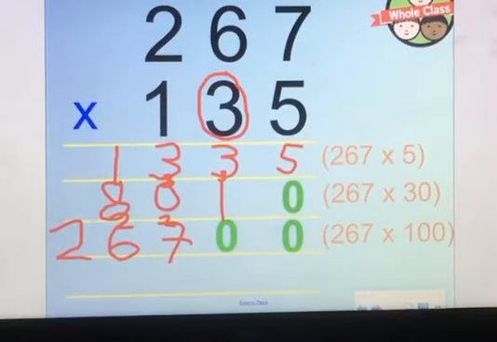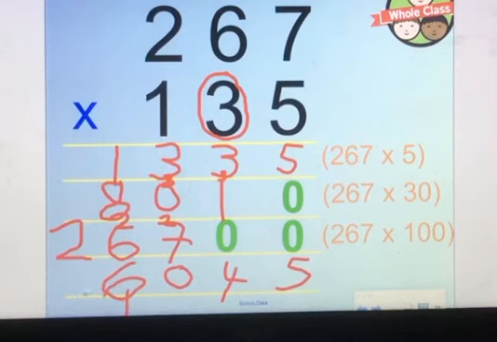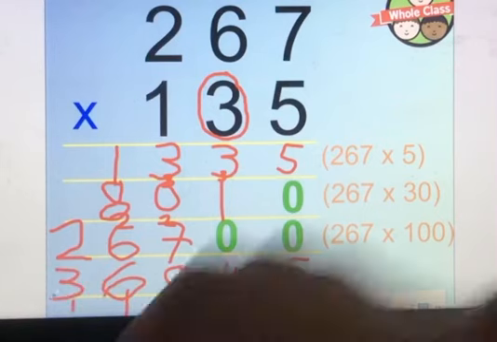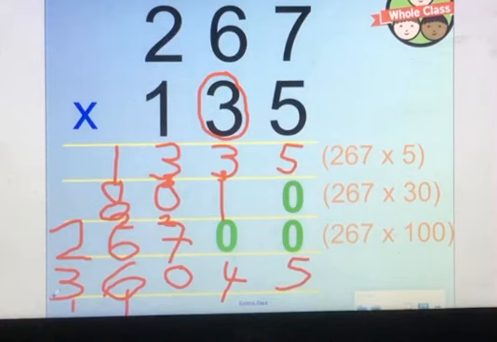The next thing we do, the last thing we do is do the addition, just quickly before we run out of time. 5, 4, 10, 16, and 3. There we go, 36,045.